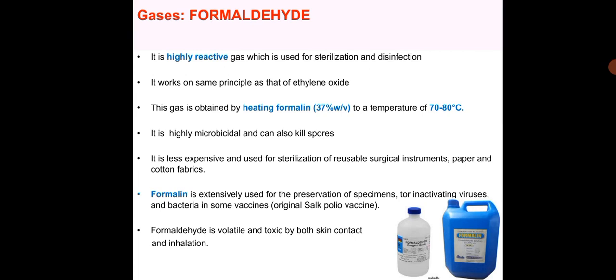Second is formaldehyde. It is another important highly reactive gas which is used for sterilization and disinfection. It works on the same principle as that of ethylene oxide. Formaldehyde gas is obtained by heating formalin, 37% weight by volume, to a temperature of 70 to 80 degrees Celsius. It is highly microbicidal and can also kill spores. It is used for sterilization of reusable surgical instruments, papers, and cotton fabrics, etc.